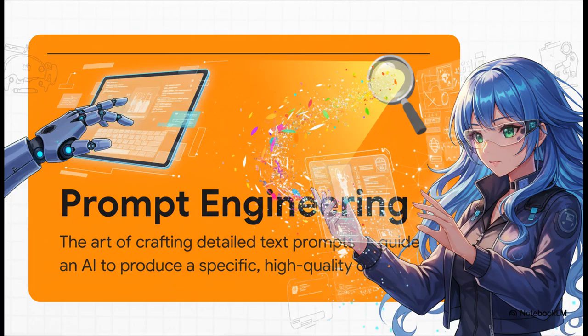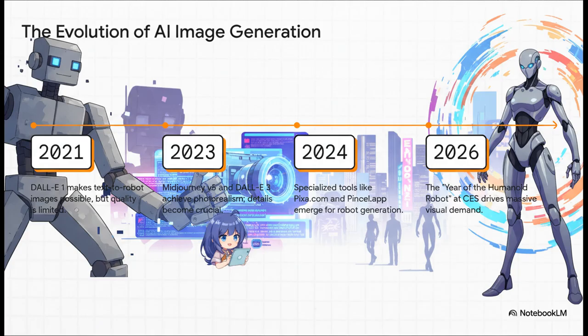It's really about learning to speak the AI's language. It's how you take that vision in your mind and turn it into something real and high quality on the screen. And listen, this skill, it's absolutely exploding in importance. Think about it. Back in 2021, DALL-E 1 gave us these clunky, kind of weird images. Fast forward just 2 years to 2023, and bam, we've got photorealism. Now, with real robots taking over at places like CES, people are already calling 2026 the year of the humanoid robot. The demand for amazing visuals is just skyrocketing, which makes knowing how to prompt more valuable than ever.